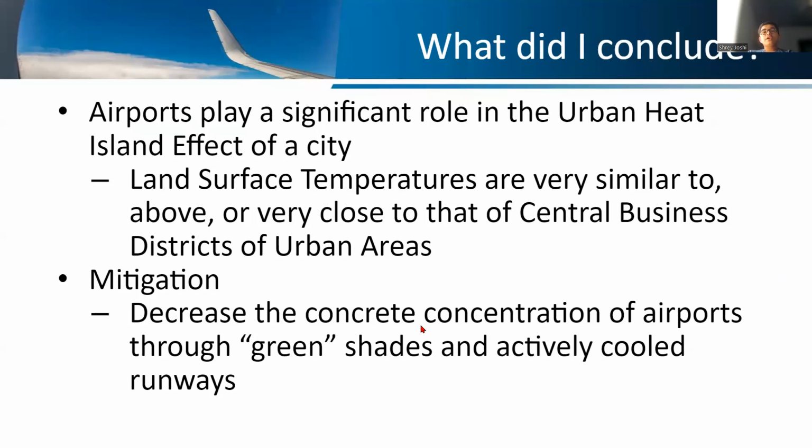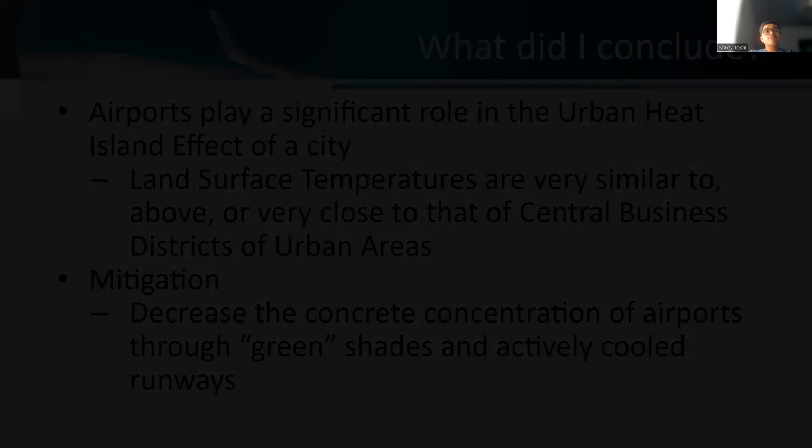Mitigation can take place through decreasing the concrete concentration of airports, by adding shades on the ramps close to the terminals, adding plants or some kind of reflective material on top, and adding active cooling systems to the runways and the tarmac itself. But more research is needed to investigate this and further verify these results.